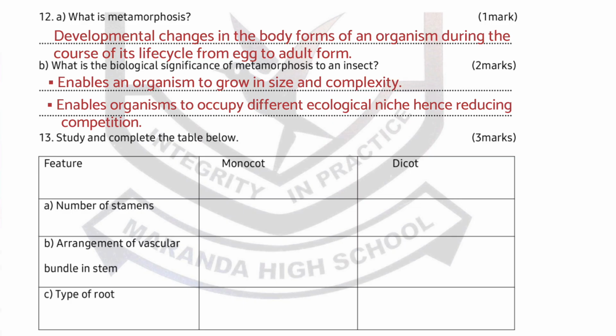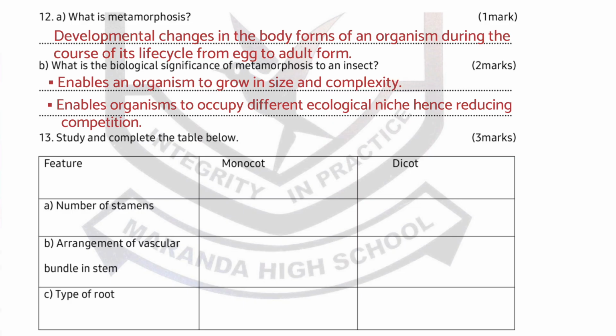Study and complete the table below. So we have features, monocots and dicots. We're supposed to differentiate monocots from dicots based on the following features. Part A, number of stamens. Before we do that, let's just discuss this. What is a stamen? A single stamen consists of an anther with its filament. Of course the anthers are attached to the filament, so that single one is what we call a stamen.